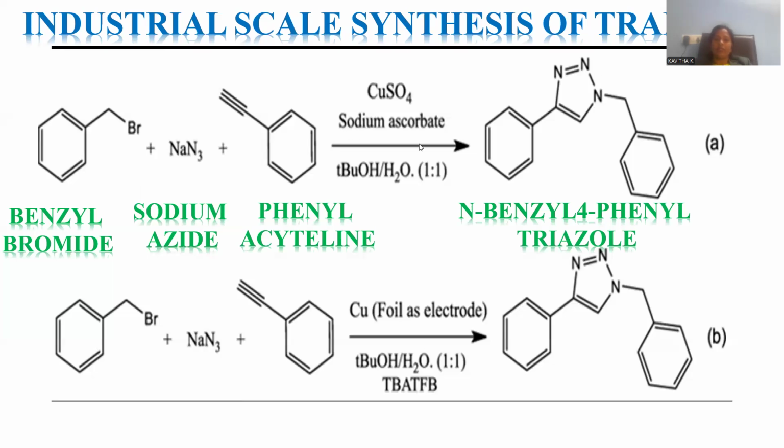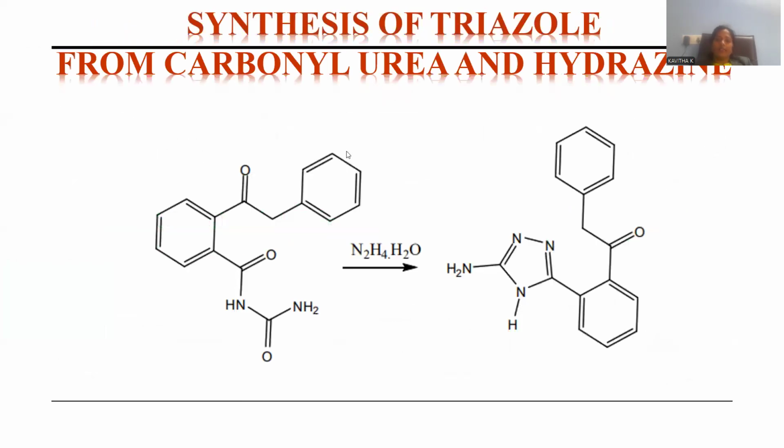Instead of sodium ascorbate, you may go with copper foils as electrode, so that we can achieve the same product. The same product will be accomplished. This is the industrial scale manufacturing of triazole. Now, synthesis of triazole starting from carbonyl urea.